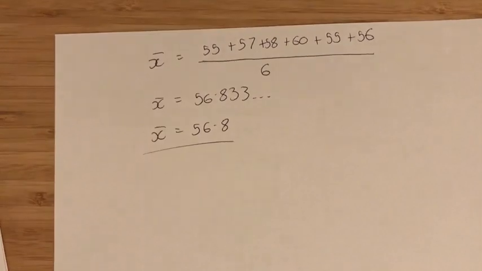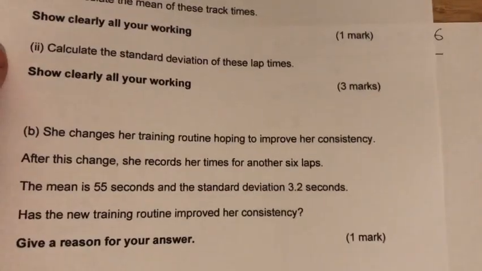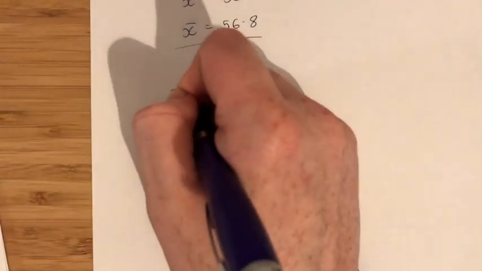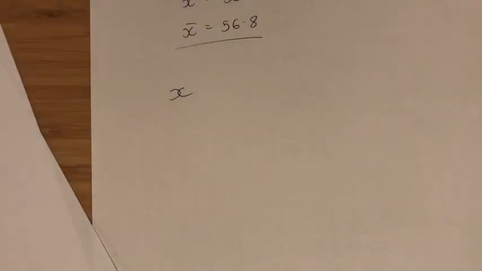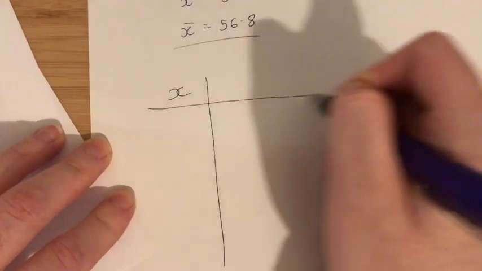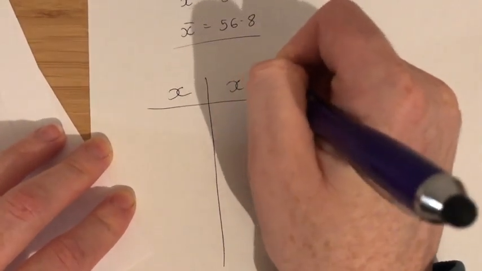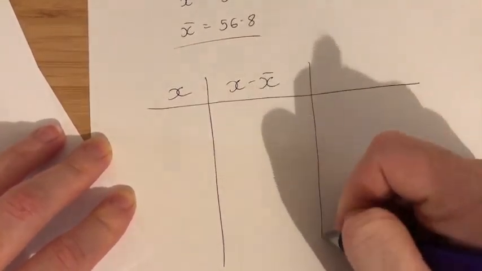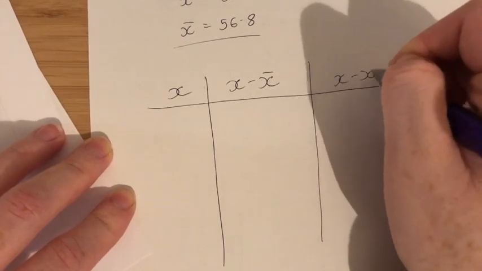Right, our next step, it says calculate the standard deviation of these lap times. So again, using our formula from our formula sheet, we're going to build up this table to help us get this numerator here. So you start with x, x minus the mean, and x minus the mean all squared.